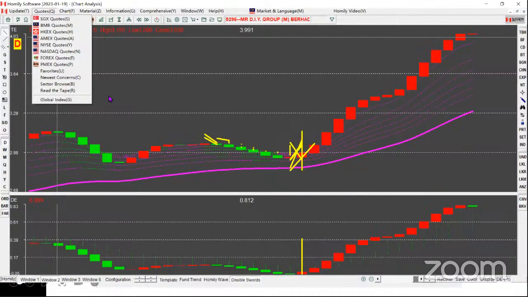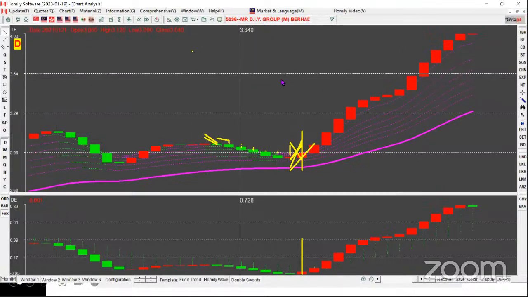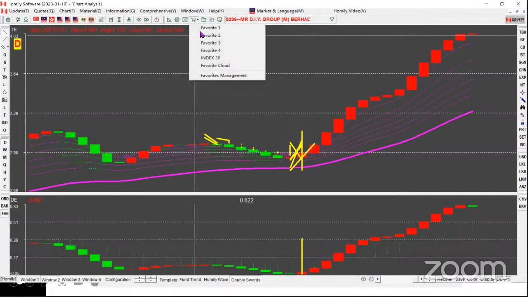Can we set a few favorite folders? Yes. In this end of day software, we have five favorite lists. You can put different types, for example short-term trade type, mid long-term trade type. You can put different types of stocks inside, then you check one by one.